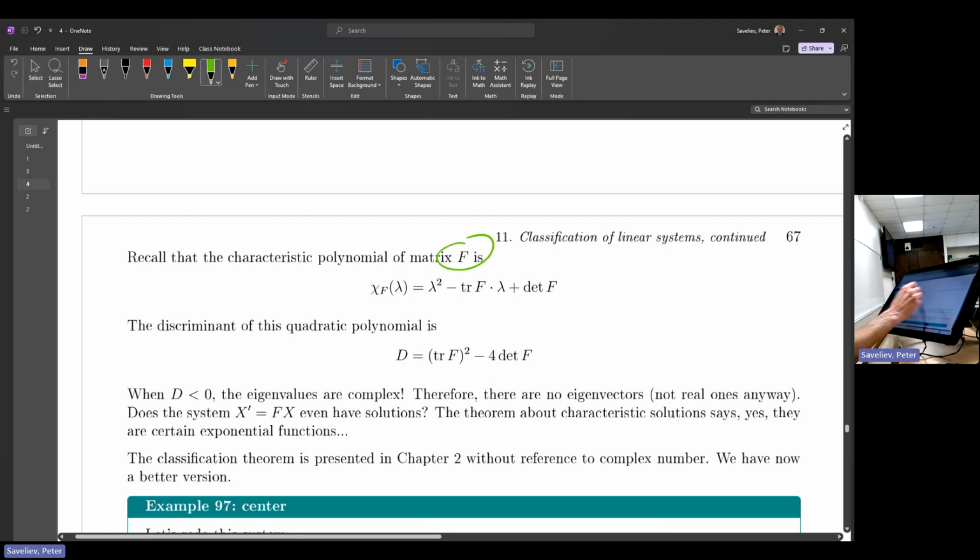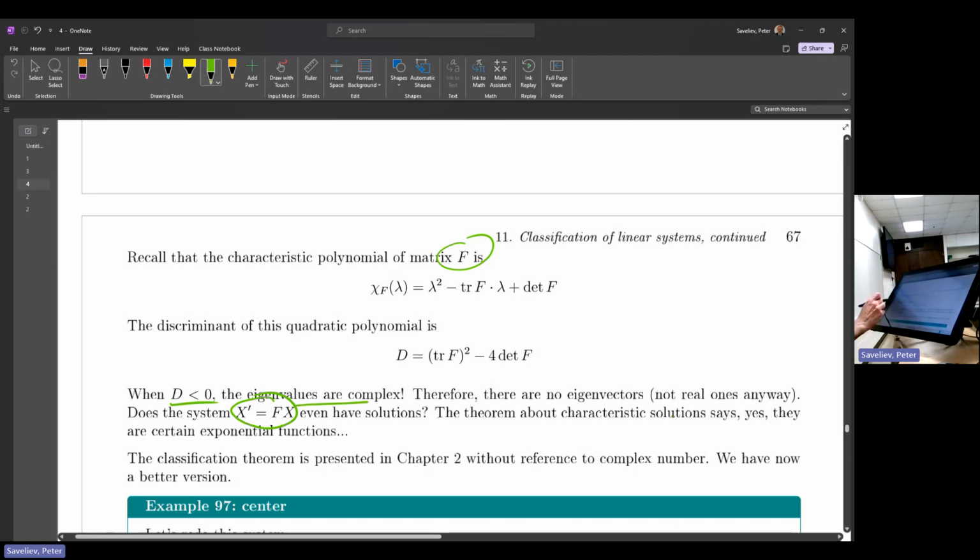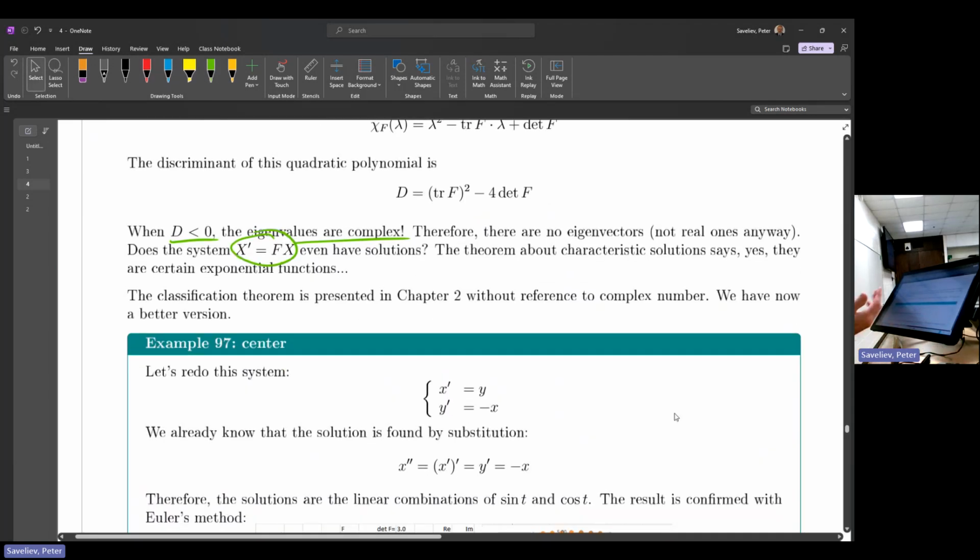Okay, so once again, we're going to the matrix, but now we're looking at x prime is equal to f of x. Once again, everything is real. At this time the discriminant is negative and the eigenvalues are complex. That's the case we haven't considered, so let's look at this system. We already know the answer, fortunately. We pretend that we do not, and then let's just conduct the analysis based on what we have already done.